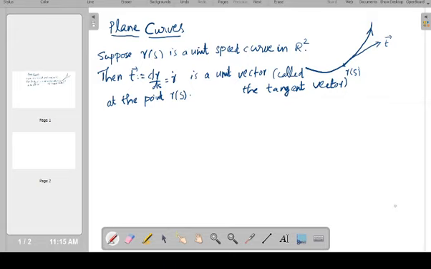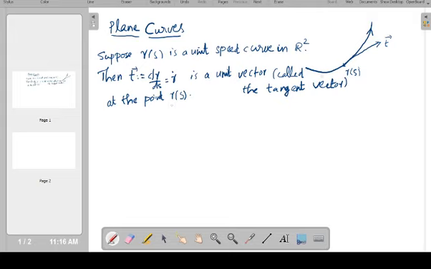Let us understand curvature a little bit more closely in the context of plane curves. Later we will specialize for space curves as well. So first, suppose that gamma of s is a unit speed curve in R2, in the plane. Now look at the unit tangent vector T at the point gamma of s. So vector T is equal to d gamma by ds, which is also denoted by gamma dot, where dot represents differentiation with respect to s.